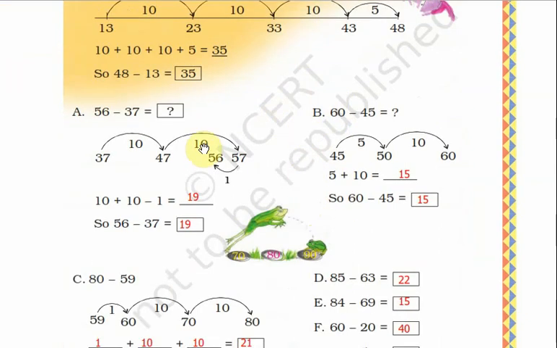Now next question, 56 minus 37. So we have to start from the subtrahend. Which is the subtrahend here? 37 is the subtrahend. We have to find the difference.